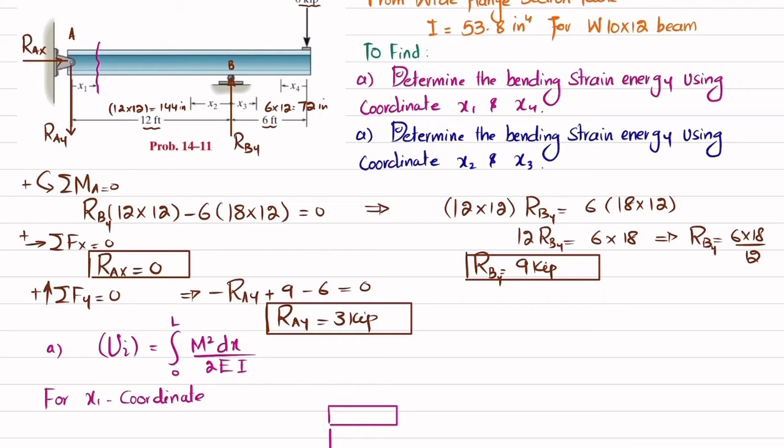Here you can see you have RAY, which is 3 kips. Clear? This coordinate has length x1, and when you cut it, you will have a shear force V1, and there will be a bending moment M1.